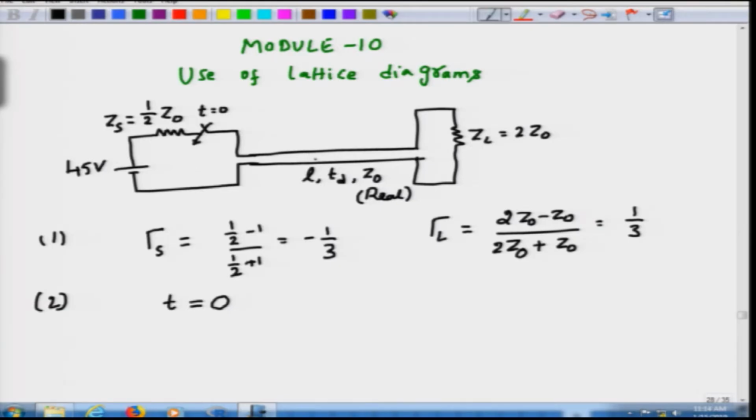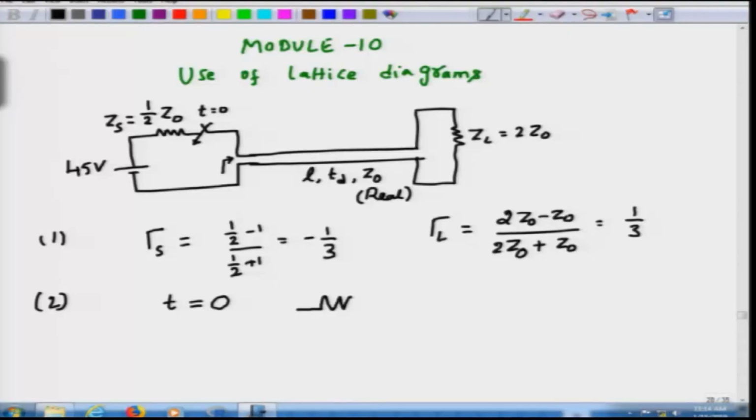resistor of Z naught, meaning that this transmission line looks as though it is actually going off the way to infinity. And we know that the input impedance of an infinitely long transmission line with a characteristic impedance Z naught is simply equal to Z naught. So, at t equal to 0, the equivalent circuit will be something like this. This would be half Z naught, and then this is Z naught. This is the transmission line.